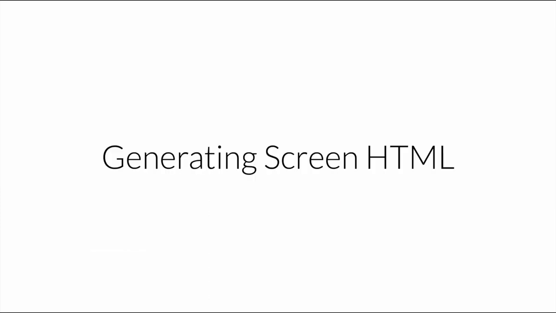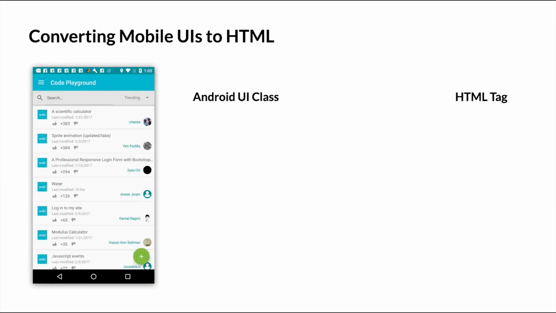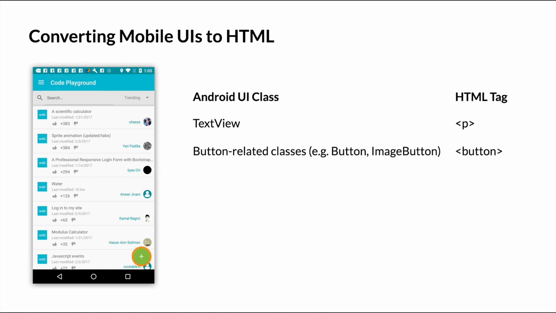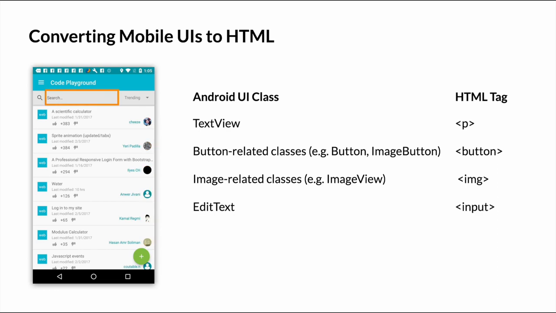So how do we generate the screen HTML? Firstly, we map the Android UI classes to the equivalent or similar HTML tags. Text view to a p tag, button-related classes to a button, image-related classes to an img tag, edit text to input, and all the other classes such as linear layout to the div tag.